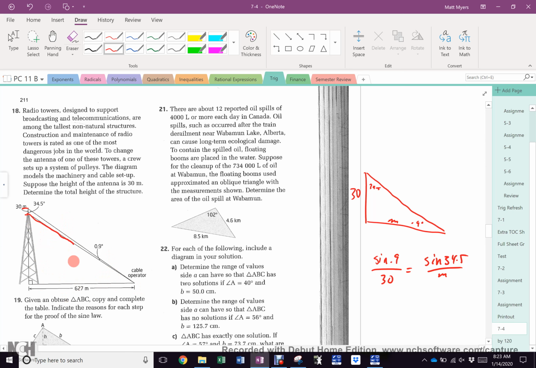Would you have to add the height of the antenna with the total structure? Well, yeah, because it's total structure, right? Everybody good? Can we move it along?